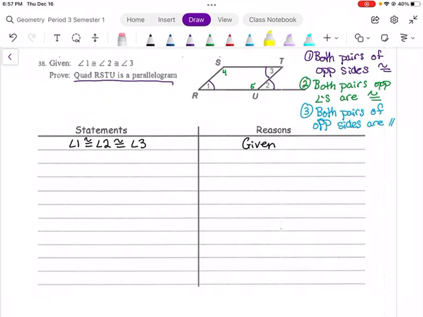And if we look at this one, they told us angle 1 is congruent to angle 2. And if RS and UT were parallel with each other, that would be corresponding angles are congruent. So because they are congruent, we can say that. So we know RS is parallel to UT. And for that one, we can say the corresponding angles are congruent, which implies parallel lines.